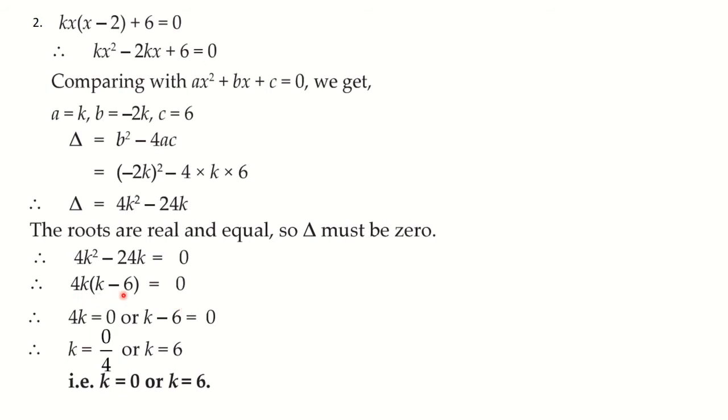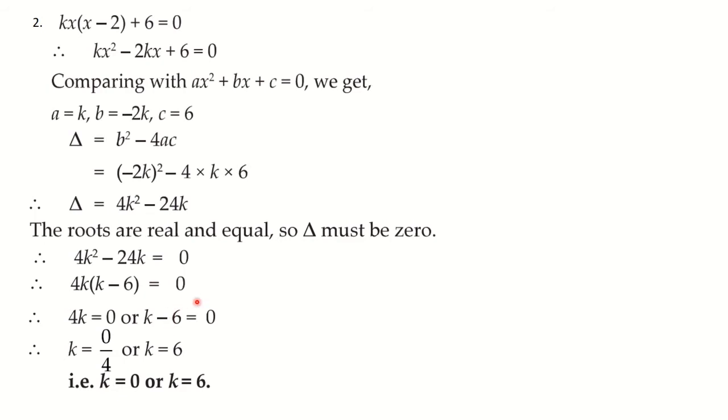Or first you can divide by 4, then you will get k into k minus 6 is equal to 0. Then you can write k is equal to 0 and k minus 6 is equal to 0. So simply here 4k is equal to 0 is taken because this is a and this is b. You know that if a into b is equal to 0, then either a is equal to 0 or b is equal to 0. So either or is written. So from that we got two values, k is equal to 0 or k is equal to 6.